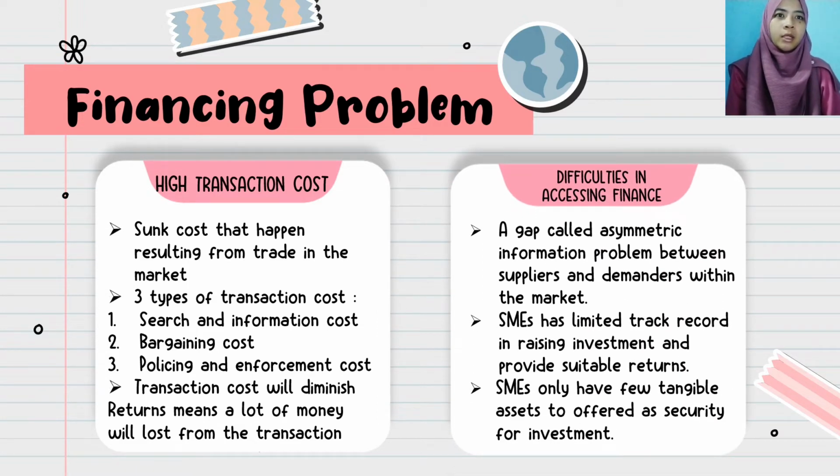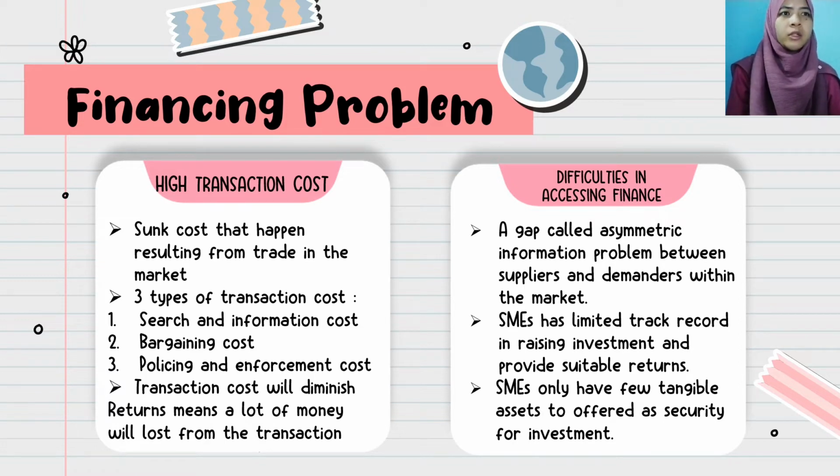Most SMEs thus have difficulty in accessing finance. There is a gap called the asymmetric information problem, between demanders and suppliers within the market. That could happen if one party has more information than the other party lacks. Many big enterprises have connections to the capital market, which gives them the benefit of listing their shares on the security market or issuing securities in the bond market. However, most SMEs do not have that connection, which makes it harder for them.